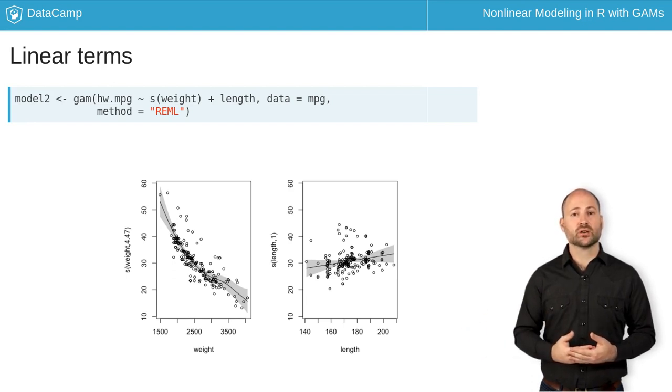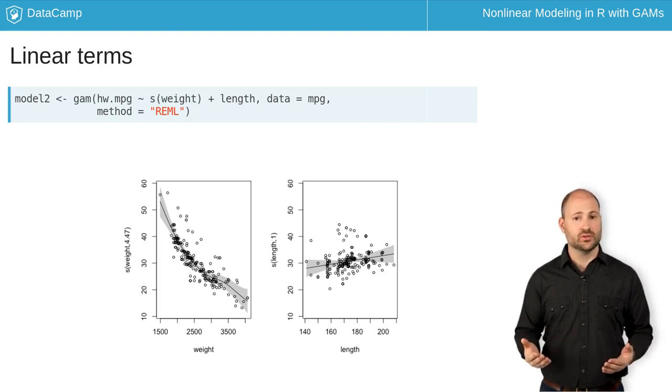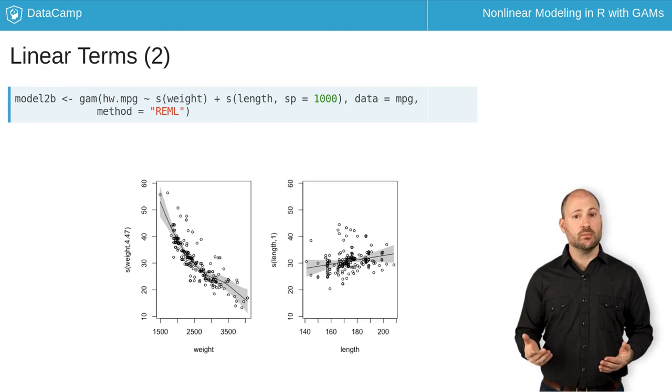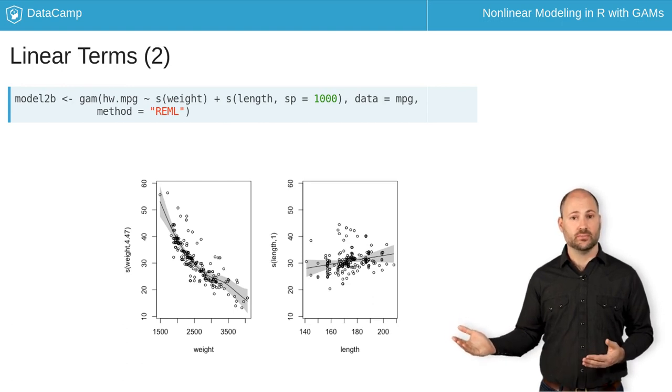In practice, we rarely make continuous variables linear in GAMs. This is because if a relationship is really linear, or there is not enough data to show otherwise, automatic smoothing will force a linear shape. We can produce the same model if we set the smoothing parameter of the length term very high. Strong smoothing results in a linear model.